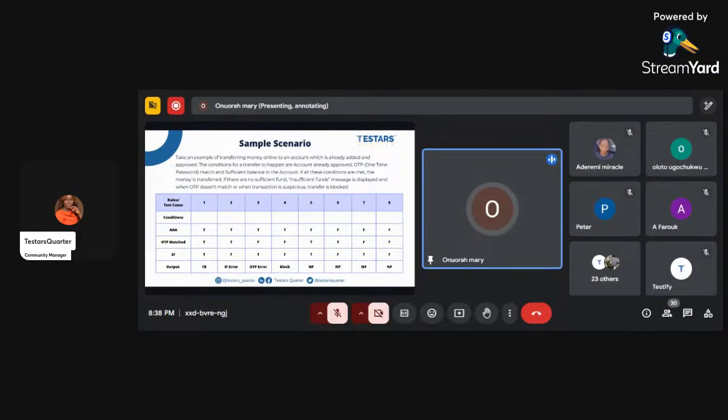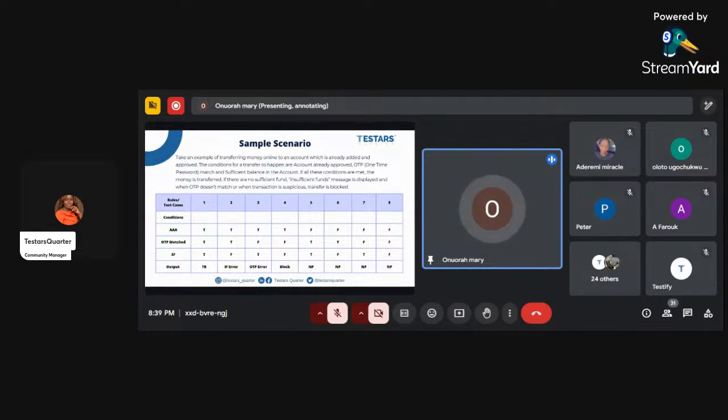So your account should already be approved for you to be able to transfer some money to someone. The next condition is that there should be a one-time password, and the one-time password should match what they are expecting. Then the third condition is there should be sufficient funds in your account, so you should have a sufficient account balance. So we have 3 conditions. Corresponding to these conditions, we also have different outcomes. Our first outcome is, if all the conditions are met, then you can transfer the money.